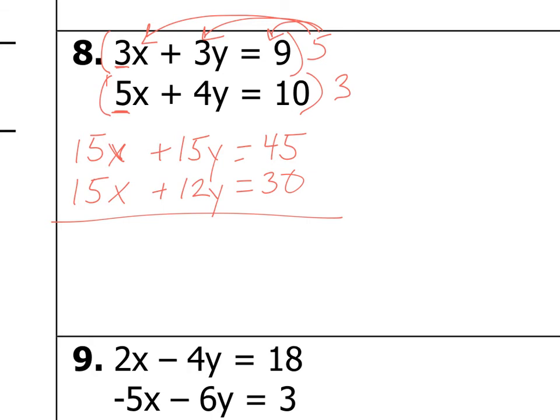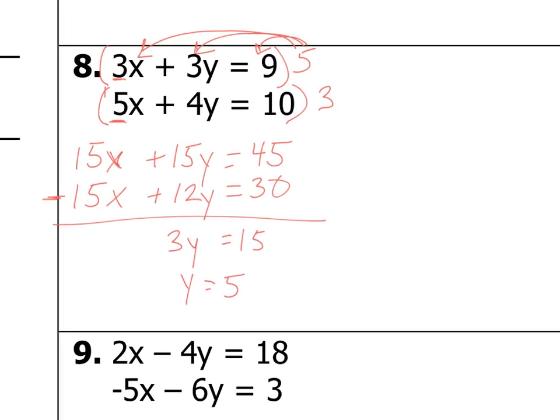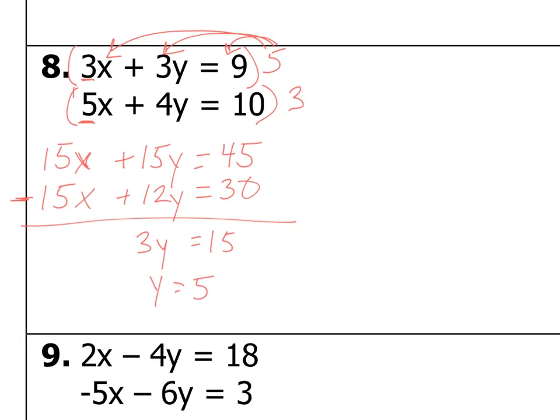From here, same sign means we subtract. 15x minus 15x goes away. 15y minus 12y, 3y. 45 minus 30, 15. Solving for y, I get 5. Okay, awesome. Now we just need to use 5 with one of our equations.